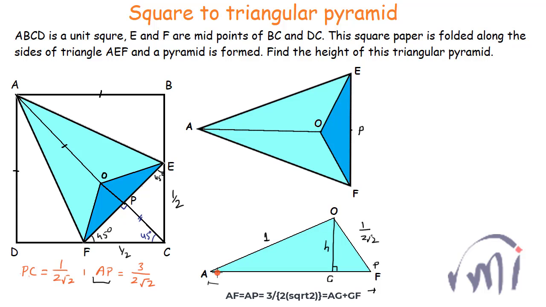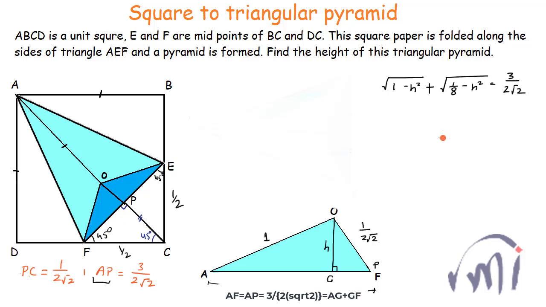So from triangle OAG, AG will be equal to square root of 1 square minus h square, plus GF, and GF will be equal to square root of the square of 1 by 2 root 2, that is 1 divided by 8, minus h square, and this will be equal to 3 divided by 2 root 2. This much is AG and this much is GF.